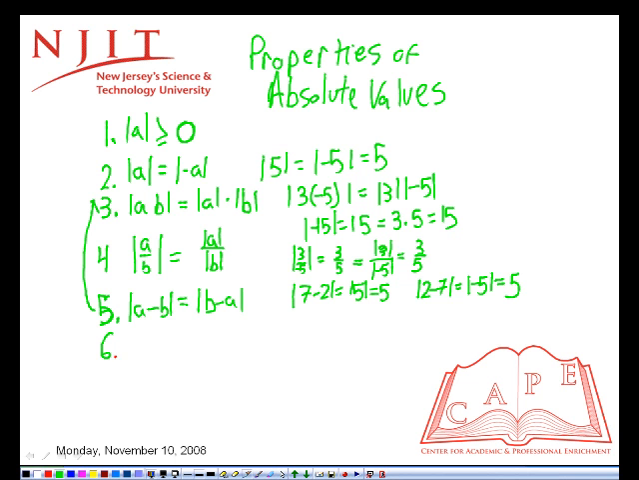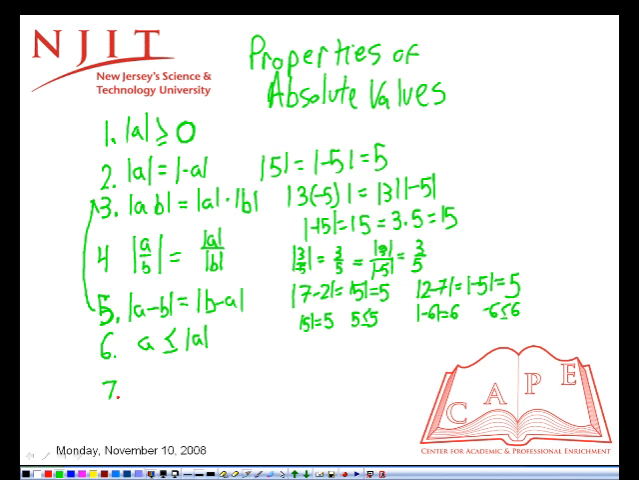The sixth property is that a number is always less than or equal to its own absolute value. This is true whether the number is positive or negative. For example, the absolute value of 5 is equal to 5, and 5 is less than or equal to 5. The absolute value of negative 6 is equal to 6, and negative 6 is less than or equal to 6.